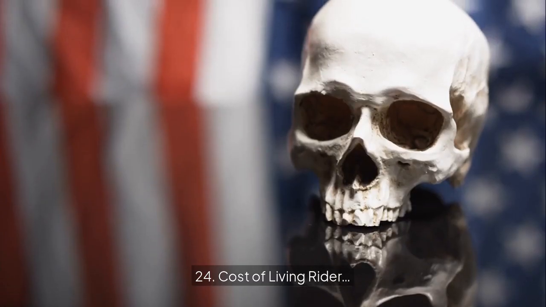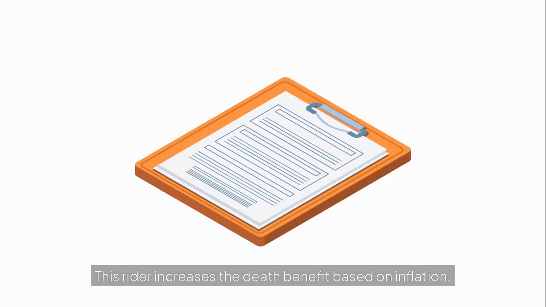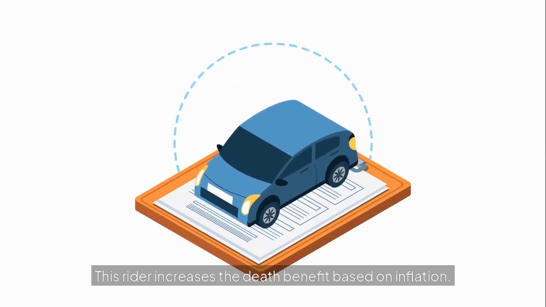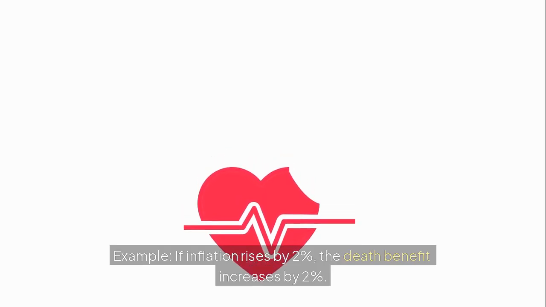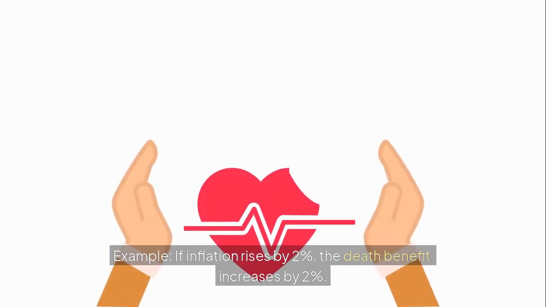24. Cost of living rider. This rider increases the death benefit based on inflation. Example: if inflation rises by 2%, the death benefit increases by 2%.